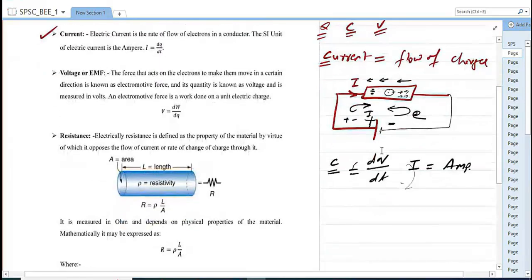Now what is voltage? This is very important. What is voltage? Sometimes it is also known as EMF, electromotive force.